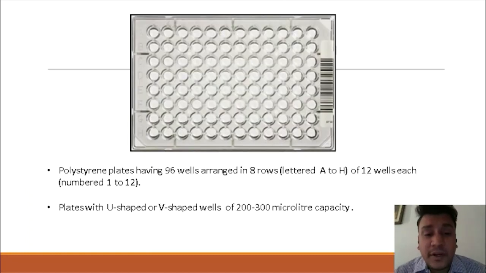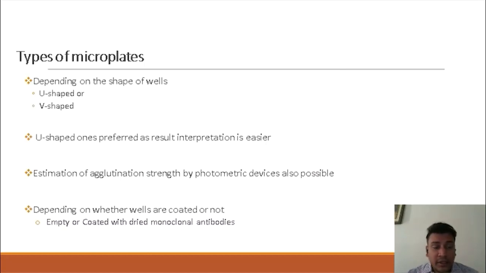So the microplate is usually a polystyrene plate with 96 wells having rows A to H of 12 wells each, and they can be either U-shaped or V-shaped with 200 to 300 microliter capacity. Microplates can be classified on the basis of shape, U or V. U are the most preferred ones as interpretation is easier, and also the wells can be classified as either coated or empty wells.